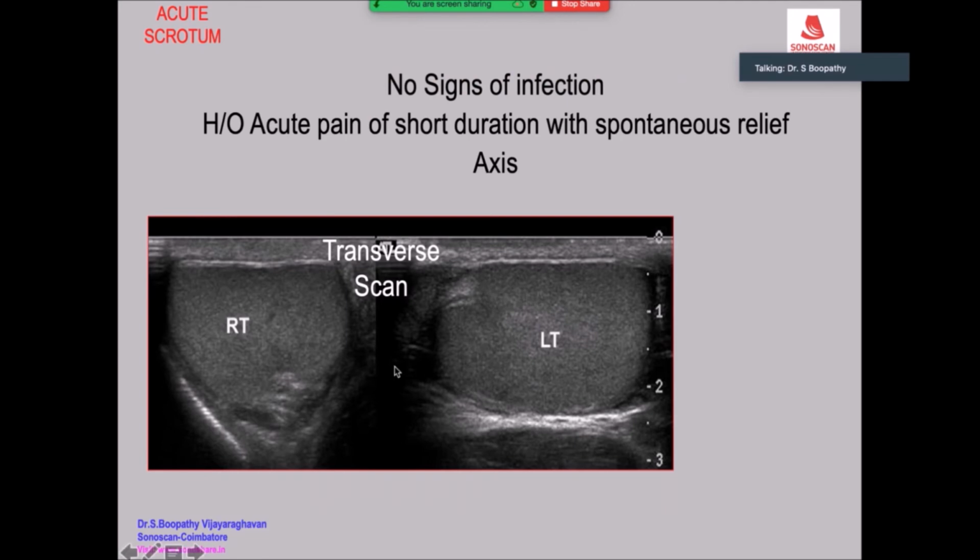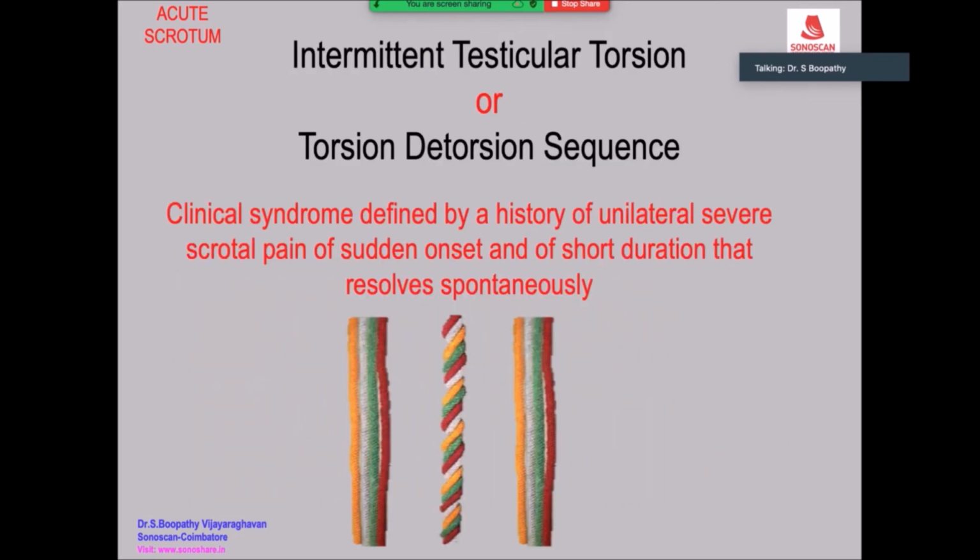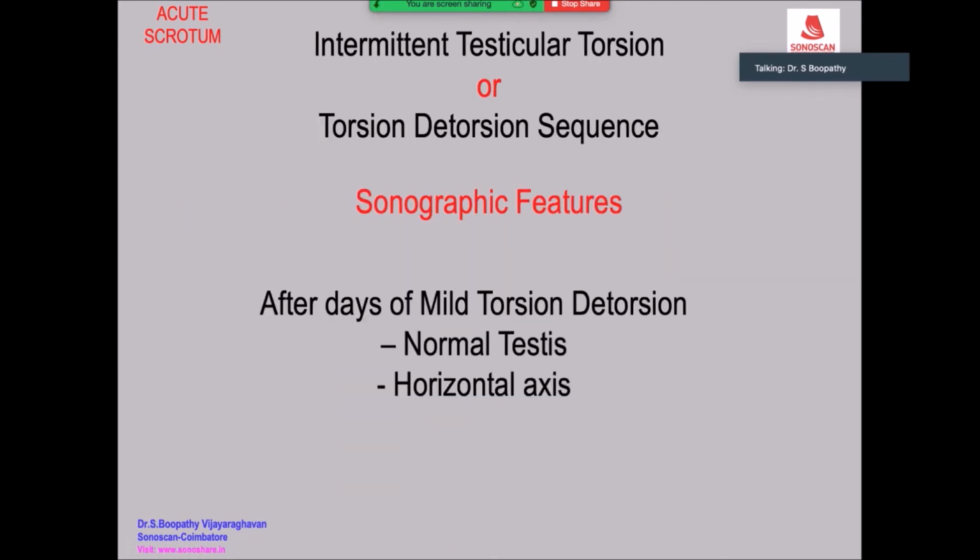So what is this? It is the transverse scan of both the testes. Here the transverse scan of the right testis shows the short axis of the right testis. The axis of the right testis is vertical or arbitrary, but there is a definite history of acute pain of short duration with spontaneous relief, which suggests testicular torsion or a torsion-detorsion sequence. It is a clinical syndrome, with no other feature in the testis. Color Doppler also will be normal.